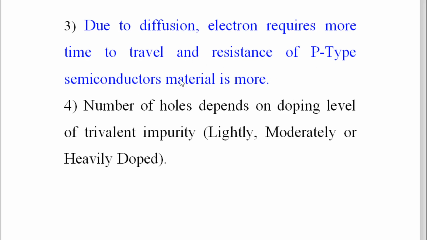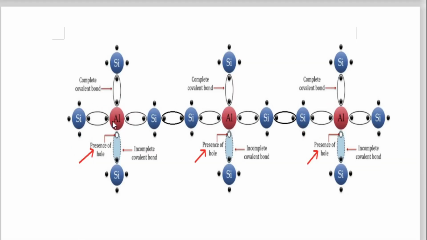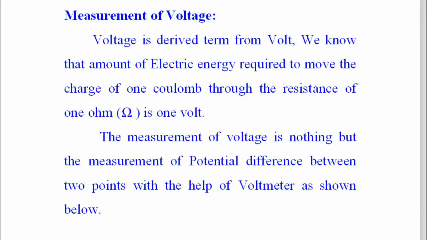And the resistance of p-type semiconductor material is more, because the electron first of all has to diffuse into a hole and then come out. Therefore, it is said that p-type semiconductor material has more resistance as compared to n-type semiconductor material. The number of holes depends on the doping level of trivalent impurity, that is lightly, moderately, or heavily. And this is the structure of p-type semiconductor material in which holes are majority charge carriers, and you are creating one hole by adding one atom of trivalent impurity.